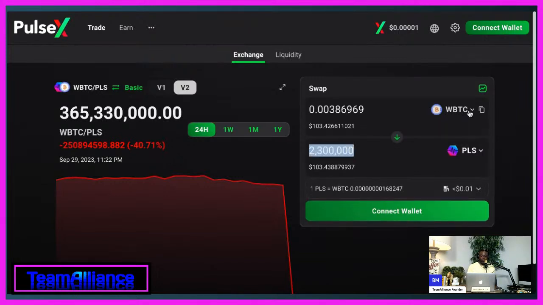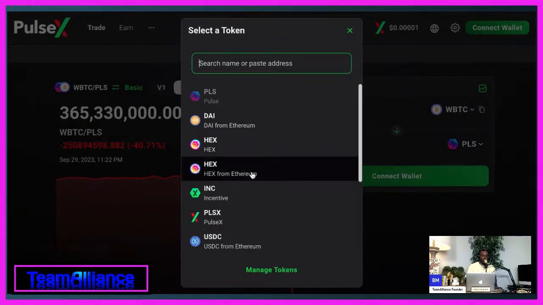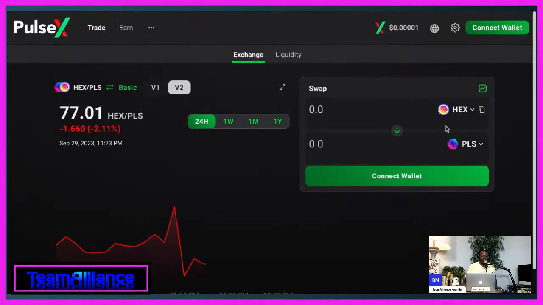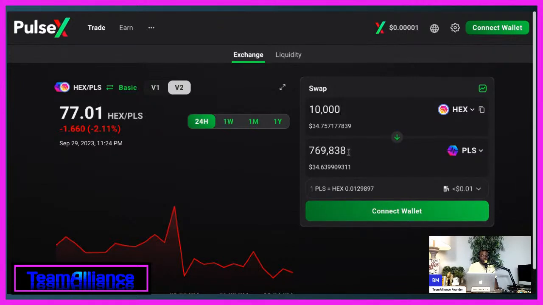Let's say out of the 2.3 million, or matter of fact, let's say you want to see how much HEX from Ethereum you can buy right now using some of that Pulse. So let's say you want to buy 10,000 HEX. Let's see how much Pulse you need to get 10,000 HEX from Ethereum. When you type 10,000 here into the HEX field, you see where it says fetching best price. It's going to show you in a moment how much Pulse it's going to cost you to get the 10,000 HEX. Watch. Look at that. Boom. So of that 2.3 million, 769,000 of it is what you need right now to get 10,000 HEX on Ethereum.